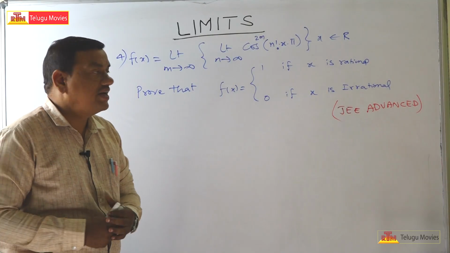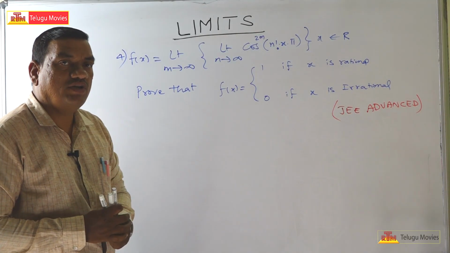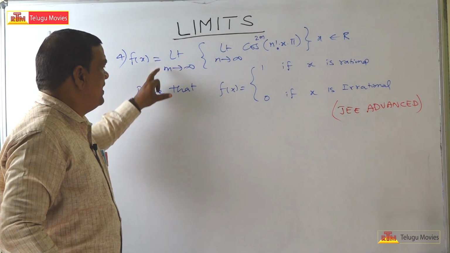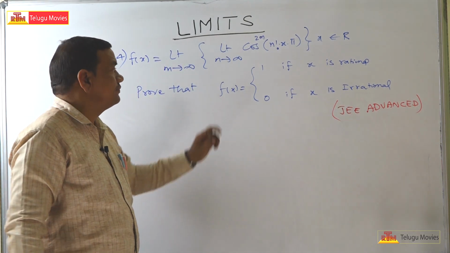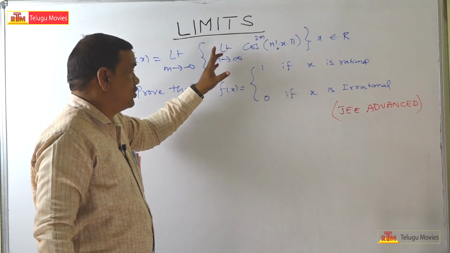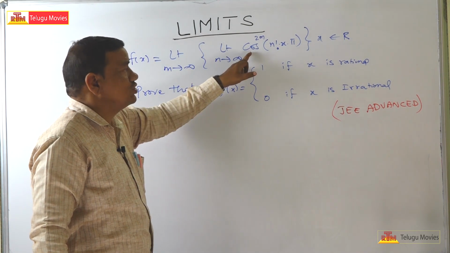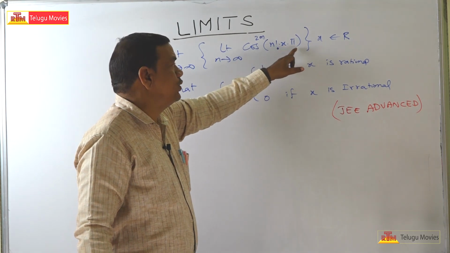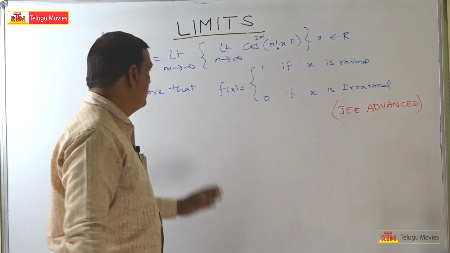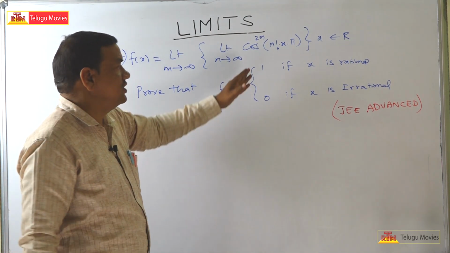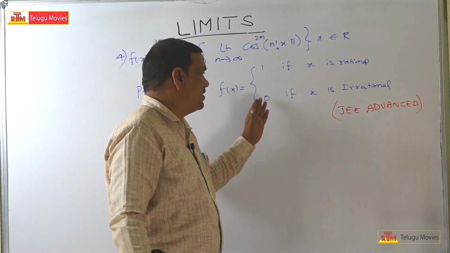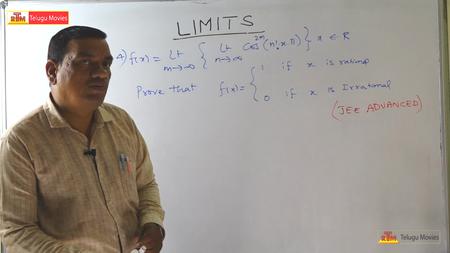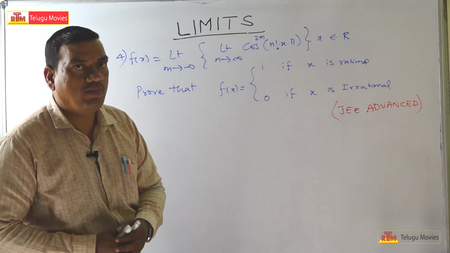Here is one very nice problem which was asked in one of the JEE Advanced examinations. Limit m tends to infinity, limit n tends to infinity, cos to the power of 2m of (n factorial into x into pi), where x is a real number. Then prove that f of x is equal to 1 if x is a rational number, and 0 if x is an irrational number. Of course, it was given in an optional form, we converted it into a problematic way.